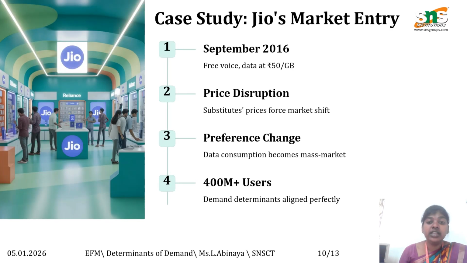Case study: Jio's market entry in September 2016. Price disruption, preference change, and 400 million plus users. In September 2016, Jio offered free voice and data at rupees 50 per GB. Price disruption means substitute prices force market shifts, and preference change means data consumption becomes mass market. The 400 million plus users show demand determinants aligned perfectly.